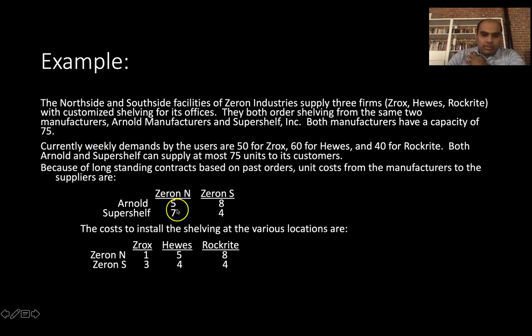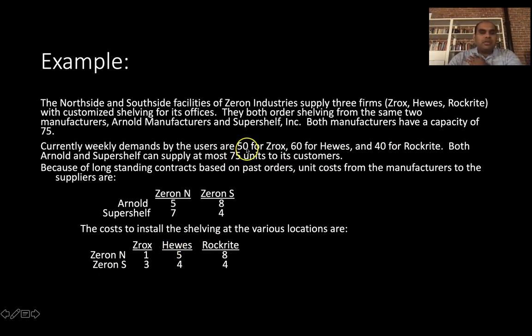All the numbers given here are the cost of transporting from Arnold to Xeron North, Arnold to Xeron South, Supershelf to Xeron North, and Supershelf to Xeron South, and so on. So these are the costs of transportation and installation at the various locations. And these are all the cost values that are given. You also know that the capacity at Arnold and Supershelf is 75 units each, and the demand at Xerox, Hughes, and Rockright is 50, 60, and 40.